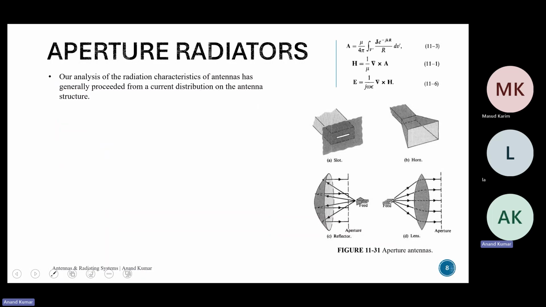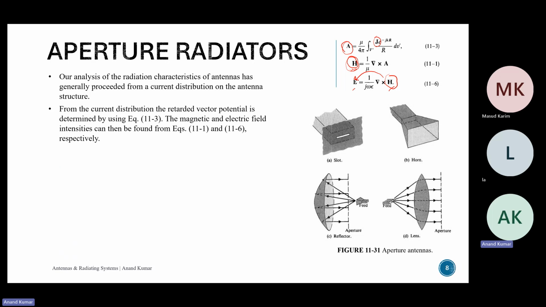Up till now, our analysis of the radiation characteristics of antennas has generally proceeded from current distribution. So, let me just switch this to a pen. What we did up till now is we had the current distribution with us, and from the current distribution, we calculated the auxiliary potentials, and from the auxiliary potentials, we calculated either the electric or the magnetic field, usually the magnetic field, and then from the magnetic field, we calculated the electric field, and hence we had both the fields with us. So that's how we have proceeded till now.